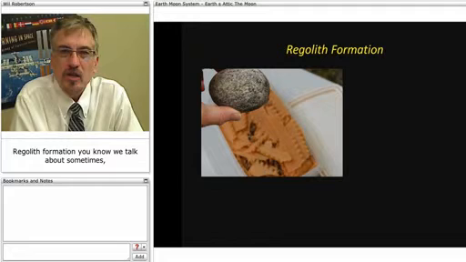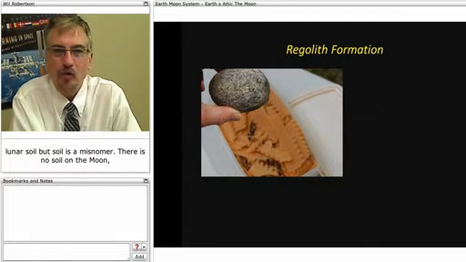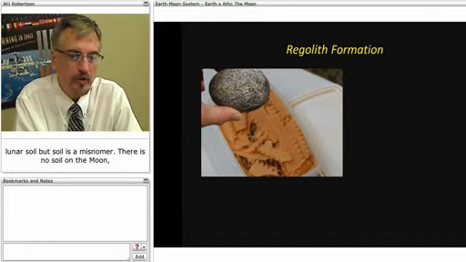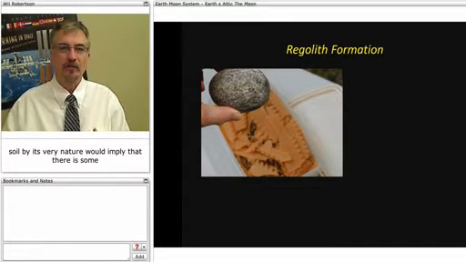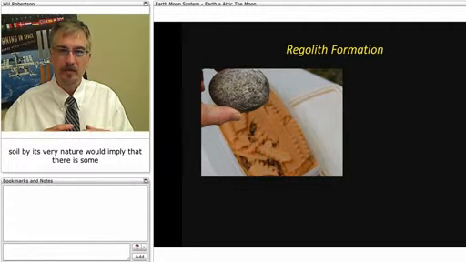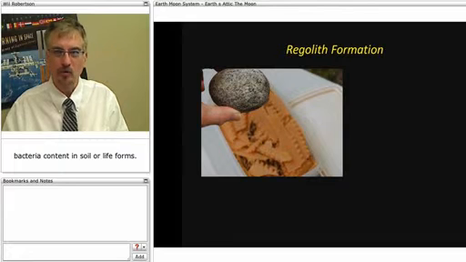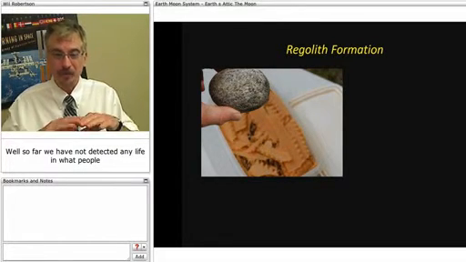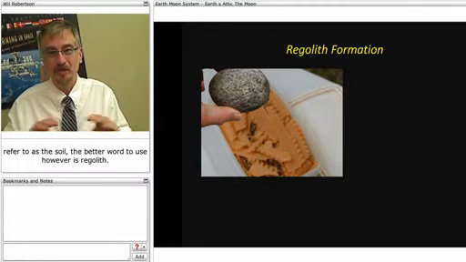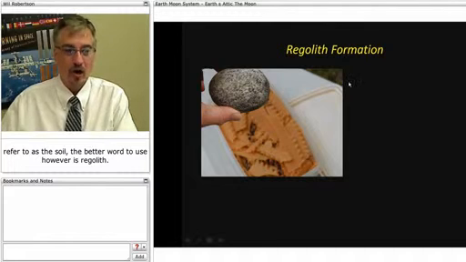Regolith formation. We talk sometimes about lunar soil, but soil is a misnomer. There is no soil on the moon. Soil, by its very nature, would imply that there's some bacteria content or life forms. So far we have not detected any life in what people refer to as the soil. The better word to use, however, is regolith.